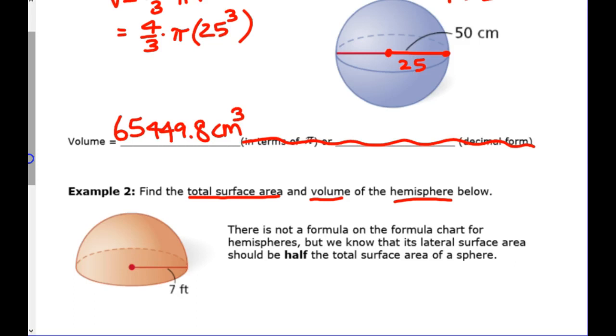How do you think you're going to find the volume or the surface area of a hemisphere? We're just going to take a sphere and divide it by 2, okay? That's it. You can either do it that way, or you can do 1/2 times whatever, right? Either way you do it, it cuts it in half, right? So here's the deal. You don't need the formula, but you do need to take the formula of a whole sphere and cut it in half, right? So let's do that. And that's what it kind of says right here. There's not a formula on the formula chart for a hemisphere, but we know that the lateral surface area should be half the total surface area, okay?